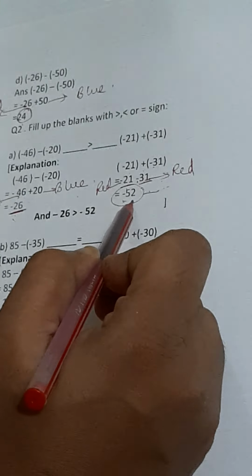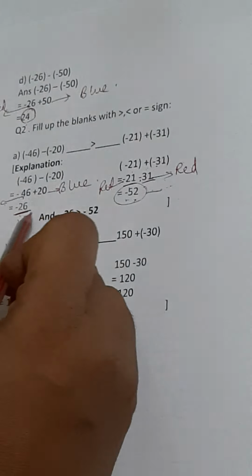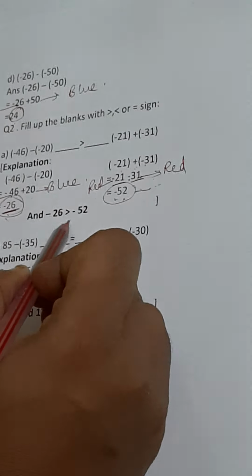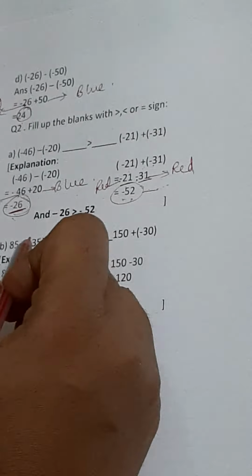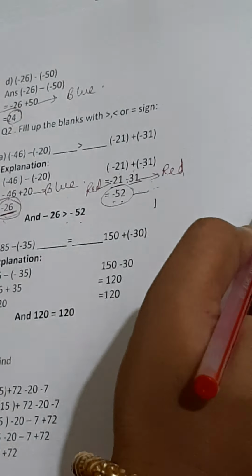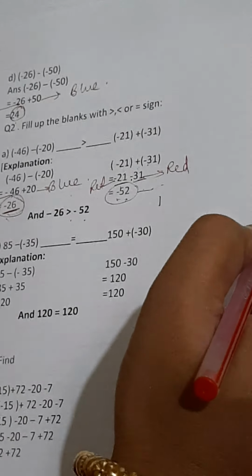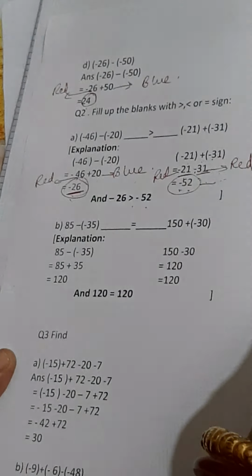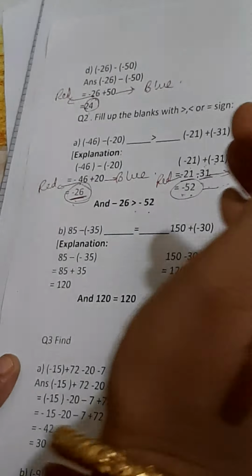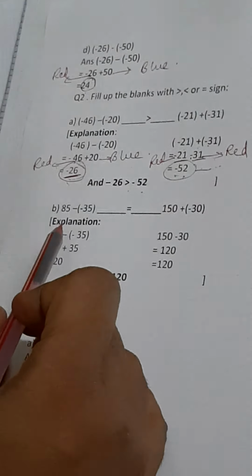So naturally which is greater? Yes, it is minus 26 is greater than minus 52. Why? Because on the number line, if we remember the number line, then I hope you all remember that minus 26 comes to the right of minus 52. Clear? Now let us see the B part.